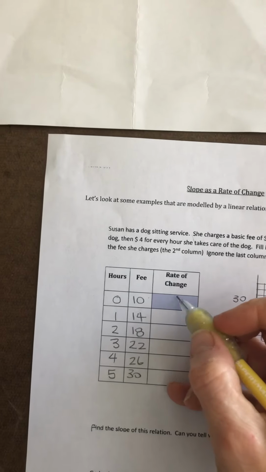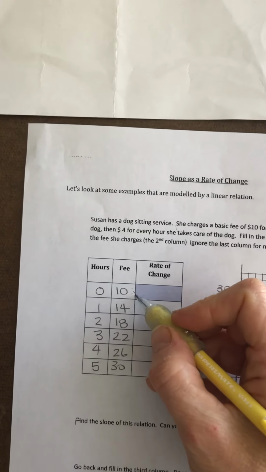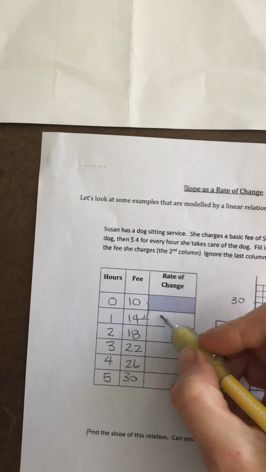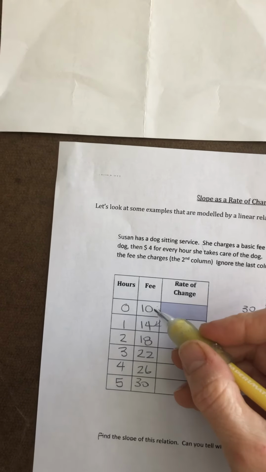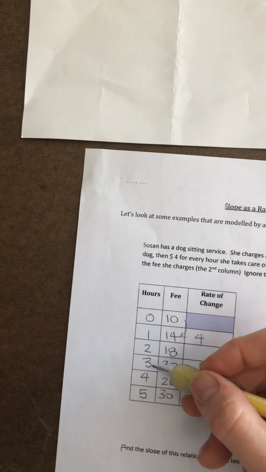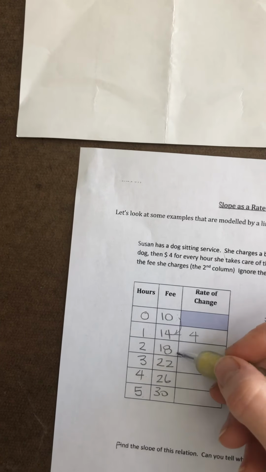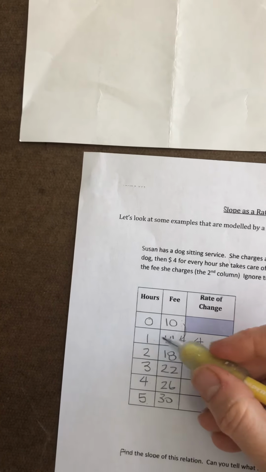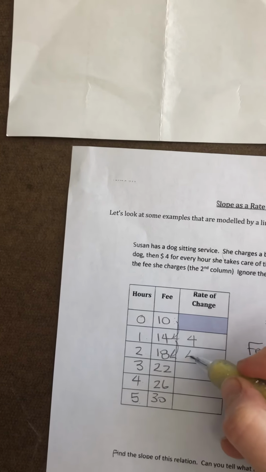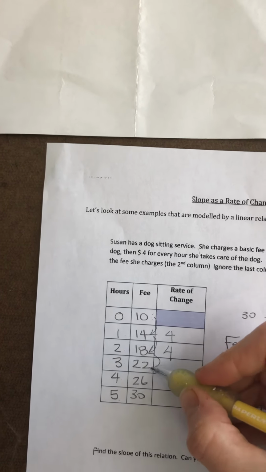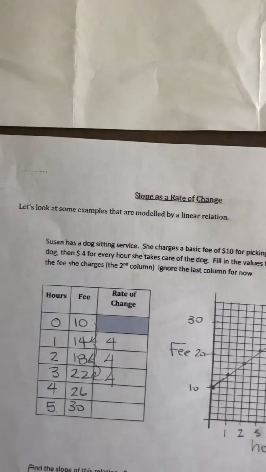We also talked about the rate of change. So what the rate of change was, as we go up by one each time, how much are we going up by? So every hour, we're going up by the same amount, which was 4.